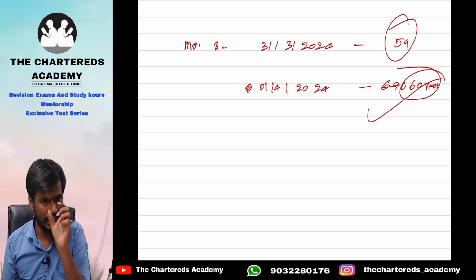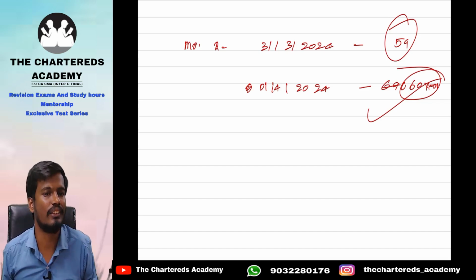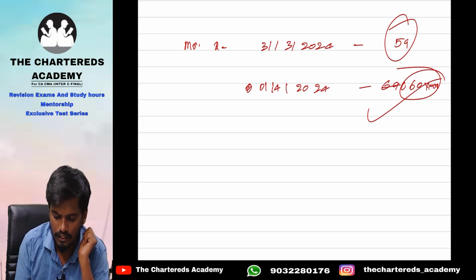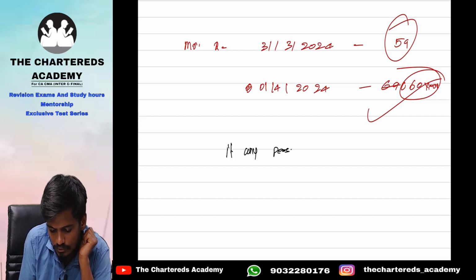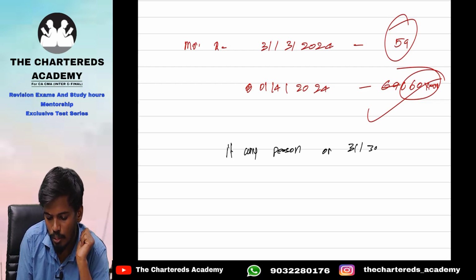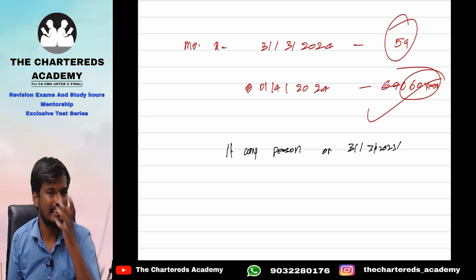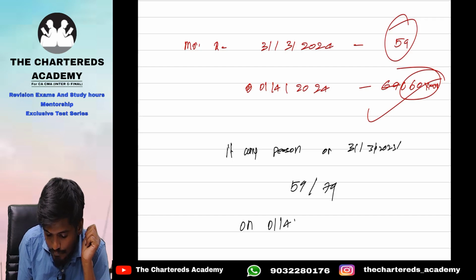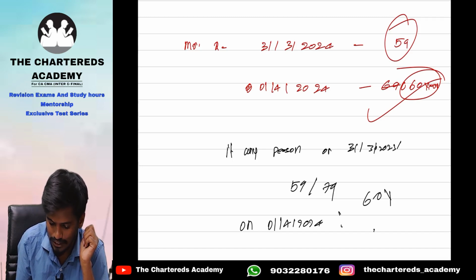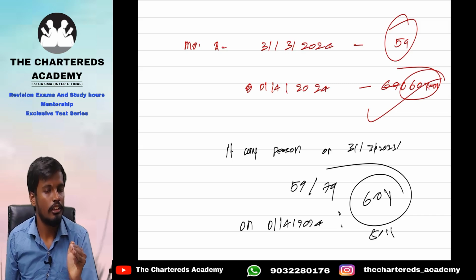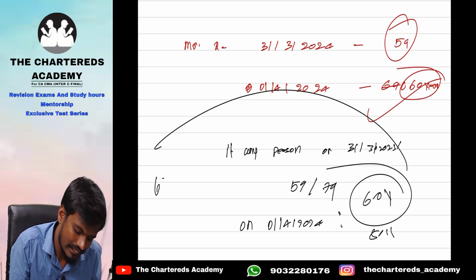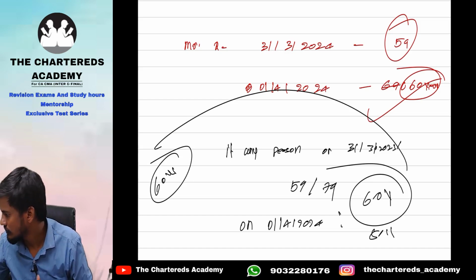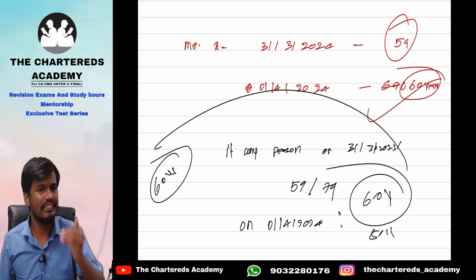Sir, especially for this scenario, CBDT clarified one thing. CBDT gave a circular. What is the circular? If any person, on 31st March 2023 or 24, at the end of the previous year, is the age of either 59 years or 79 years, and exactly on 1st April he attained the age of either 60 years or 80 years, then for the purpose of the basic exemption limit, you consider 60 years age, not 59 years.